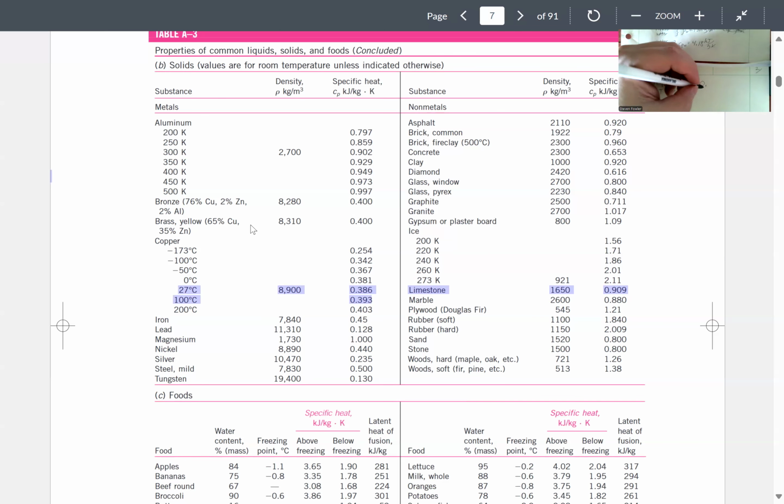And again, I'm going to guess and check with the ideal gas problem. We're going to go long on this video. That's okay. So we're not going to do it here. We're just going to say the specific heat of that copper is going to be around 0.39 kilojoules per kilogram Kelvin. And that's going to get us really close.